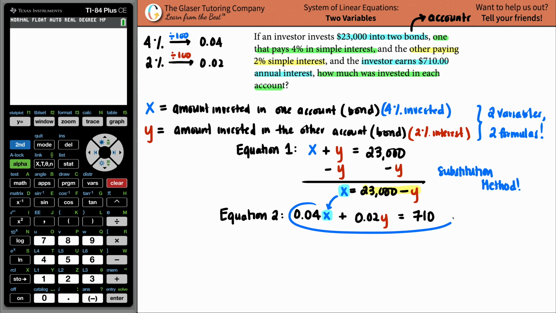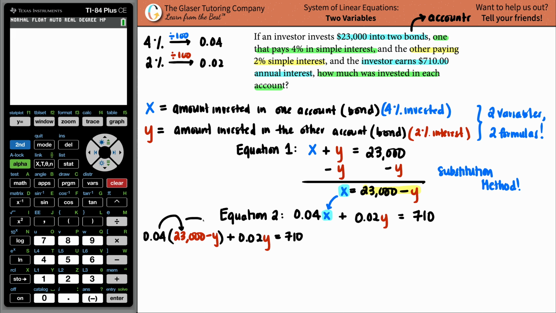So we're going to rewrite this second equation, but instead of saying x, we're going to put in 23,000 minus y. So I'll put it over here, 0.04 times, now here comes the other part, 23,000 minus y. And now you just keep rolling with equation 2, plus 0.02 times y equals 710. And now you have a beautiful equation that only has y values. So now use your PEMDAS and solve.